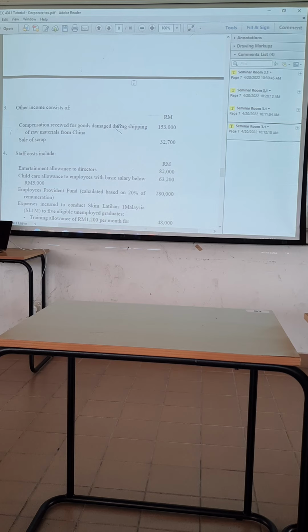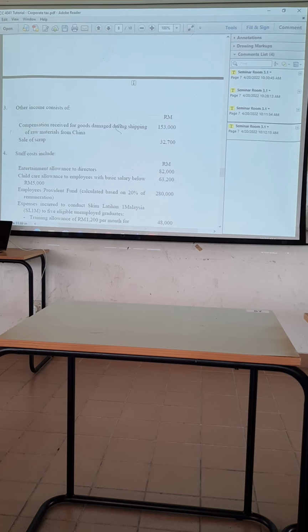Right? You receive the income of the compensation because of the shipping, goods damaged during the business. So all this is business related. It's nothing to do with your other income. Nothing to do with your rental income. So this would be income under business, so there's no adjustment.